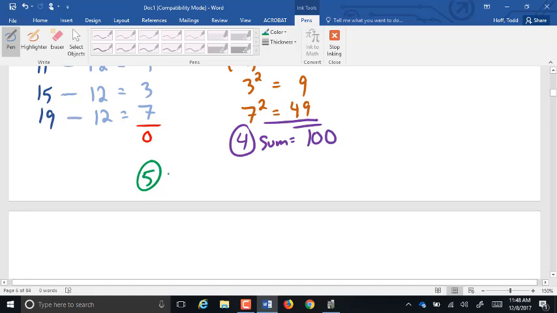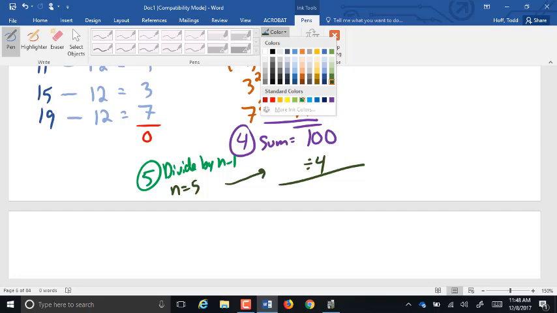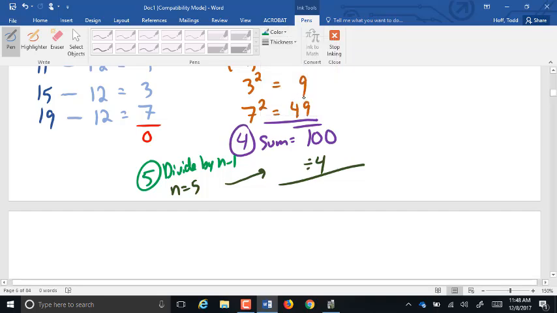Number 5. Divide by n minus 1. And yes, since n is 5, there's 5 numbers in the list, right? N is the number of numbers in the list. So we're going to divide by 4. It's always n minus 1. So 25 is the variance.